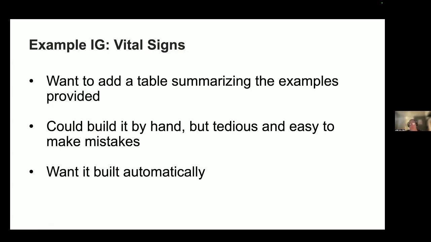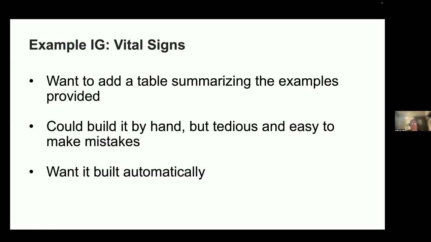We value authors' time. It's also really easy to make mistakes and to find that the table doesn't line up with the resources, because you fixed a resource, then forgot to fix the table. Anytime you have dual authoring like that, it's problematic. So really we want to build it automatically.